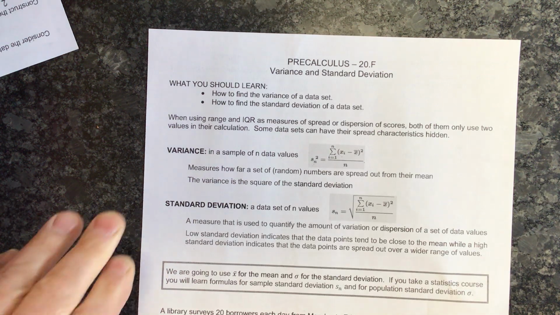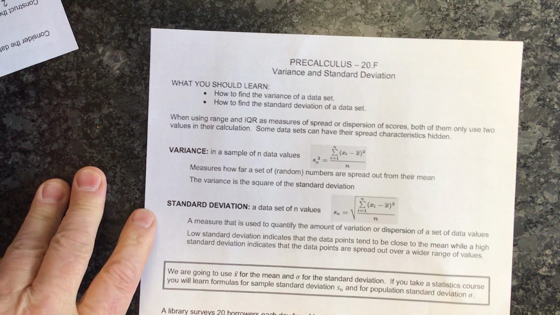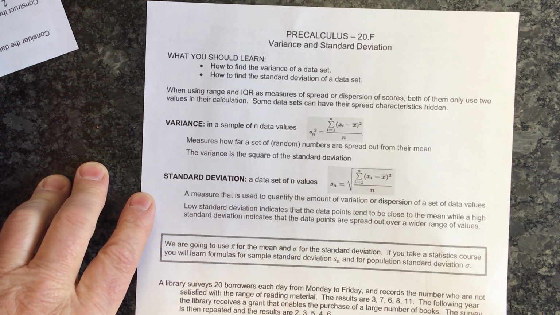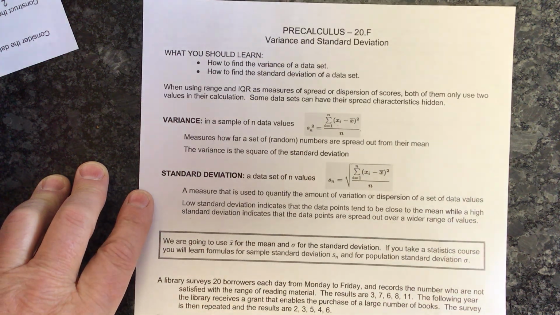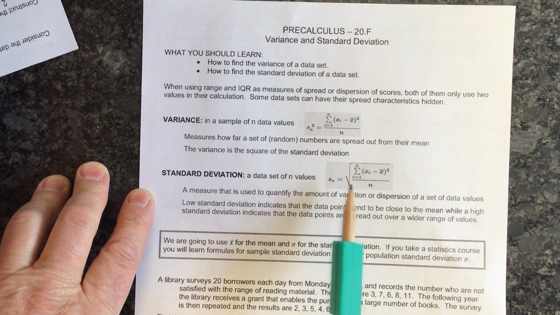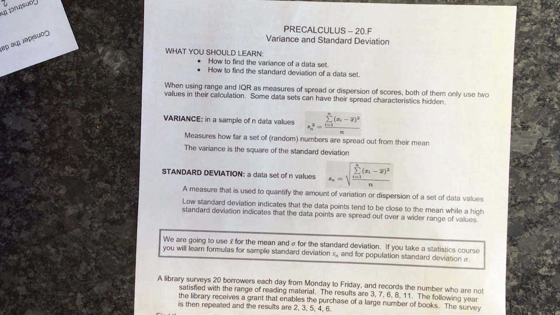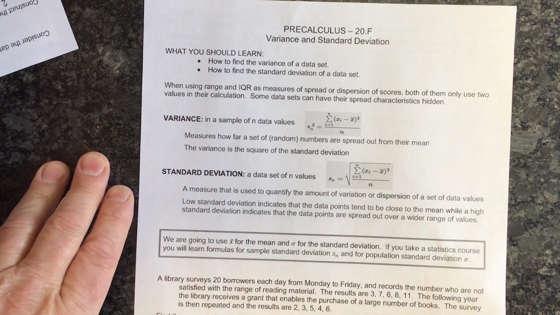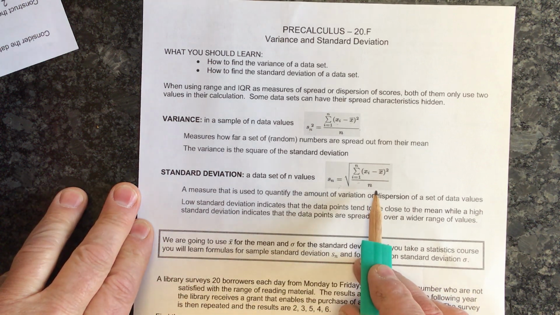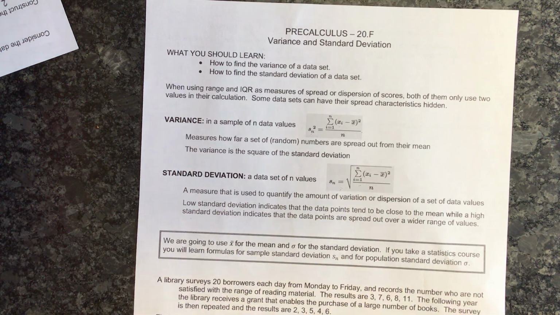You square that and divide by n. Now it measures how far a set of random numbers are spread out from their mean. The variance is the square of the standard deviation. Now down here, you will see we have the standard deviation. It's the same thing except you take the square root of the variance. So the standard deviation is the square root of the variance. Now you divide by n to indicate how far on average the data is from the mean. That's why you're dividing by it.